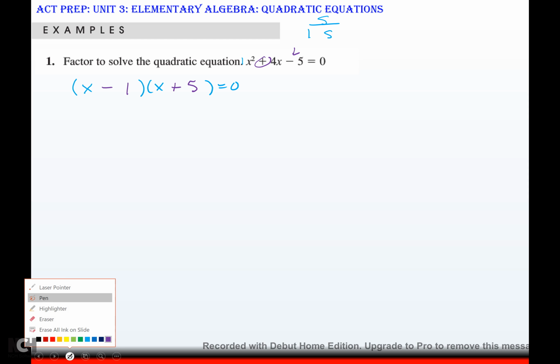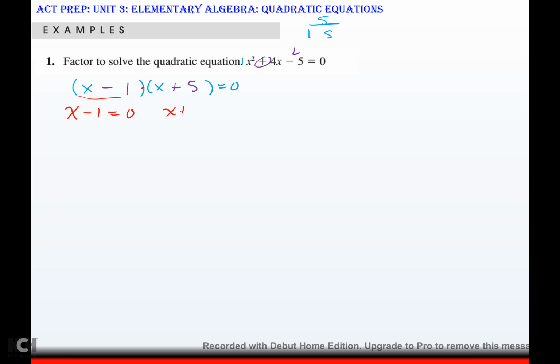To turn the factors into solutions, you set each one to 0, because this says this times this equals 0. This is called the zero product property. If you're saying that something times something is 0, there's only one way that happens, and that's if one of them or both of them are equal to 0. So when would x minus 1 equal 0, and when would x plus 5 equal 0? Well, x minus 1 would equal 0, add 1, when x is 1. Or minus 5, you'll get a 0 when x equals negative 5. So my two solutions to this equation are 1 and negative 5.